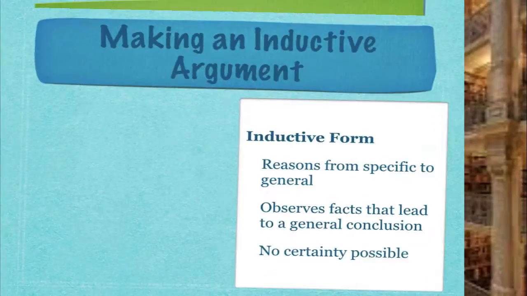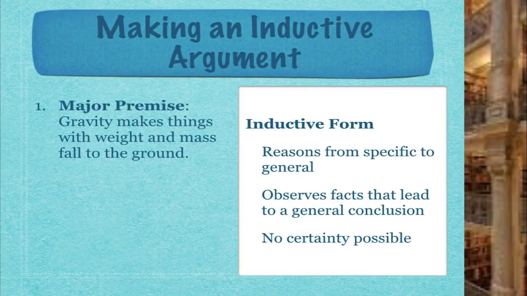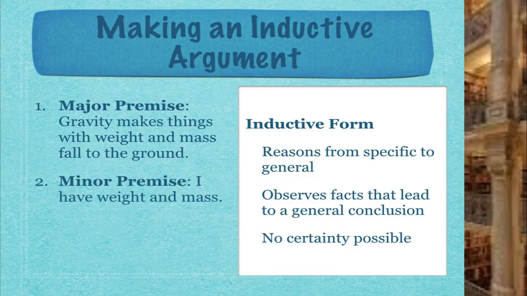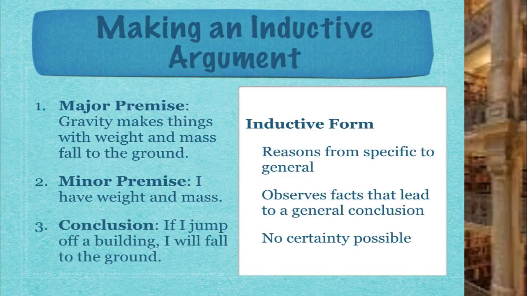Let's look at an example here. There's a major premise: gravity makes things with weight and mass fall to the ground. Minor premise: I have weight and mass. Conclusion: if I jump off a building, I will fall to the ground. Well, that's a valid inductive argument, and it makes sense.